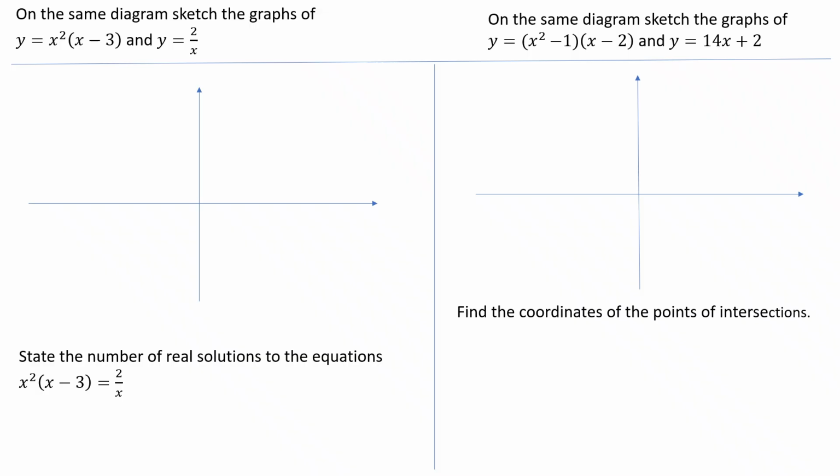So first I'm going to draw the cubic graph. When x equals 0, y equals 0. When y equals 0, x equals 0, which is a repeated root, and x equals 3. So I'm going to draw the graph. This is 0. This is 3.